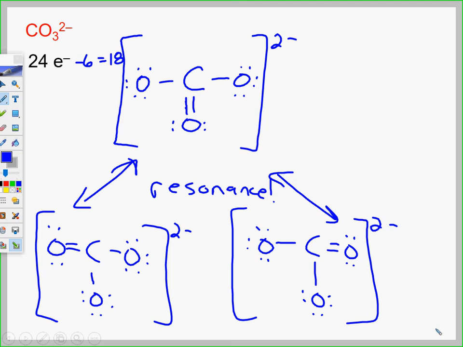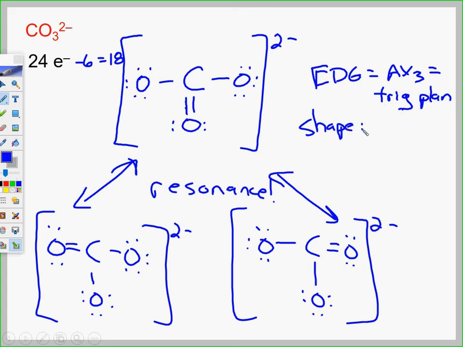Let's talk about the shape. All right, let's talk about the electron domain geometry first. For this, I have AX3, which equals trigonal planar. All right, my shape, trigonal planar, so it's going to stay the same. My angle, exactly 120.